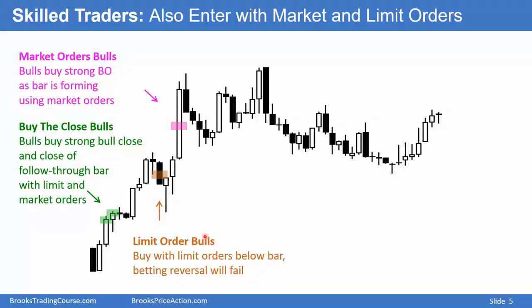Experienced traders will also enter with limit orders, betting that reversals will fail, for example. Very strong bull trend, very tight bull trend, a lot of bull bars closing on their highs, a weak sell signal bar. Do you think there'll be more bears selling with stops below that bar, or more bulls buying with limit orders at the low of that bar?